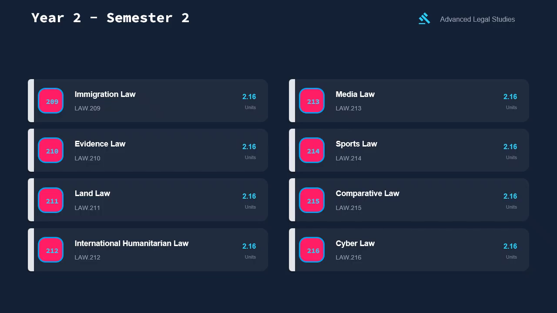Slide 7. Year 2, Semester 2, Advanced Legal Studies. Course, Law.214, Sports Law. Foundations of Sports Law, Governance, Structure, and Authority. 1.1 Legal Structure of Sports Organizations.